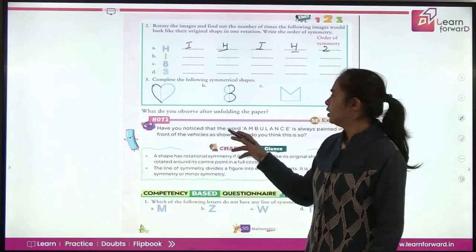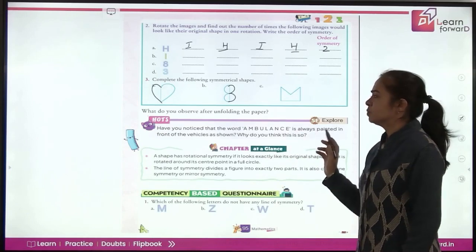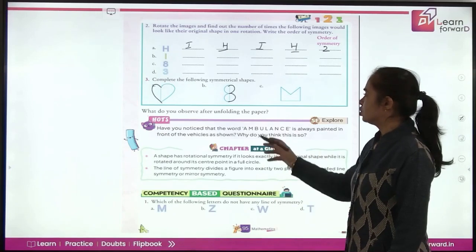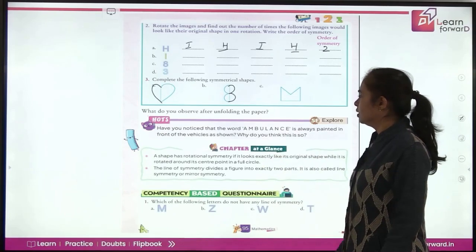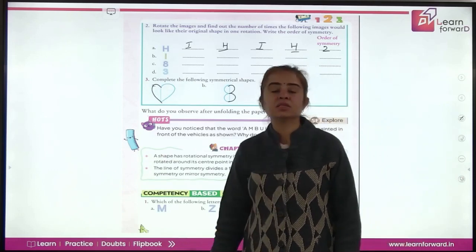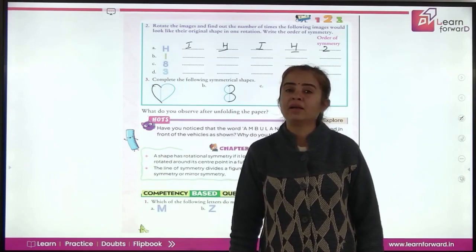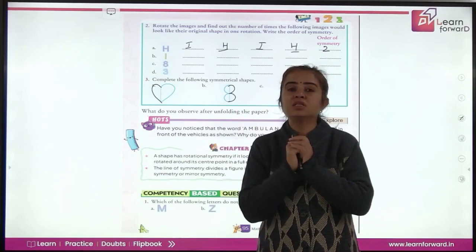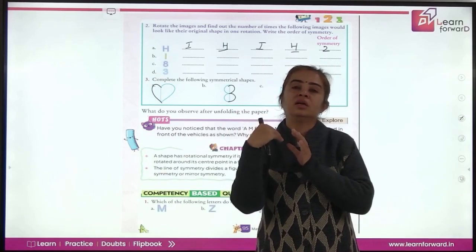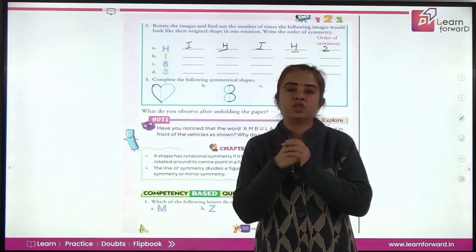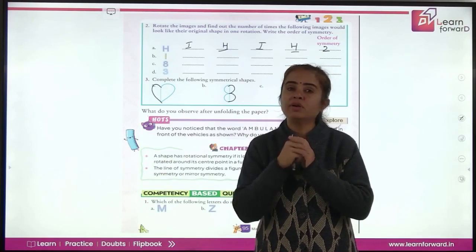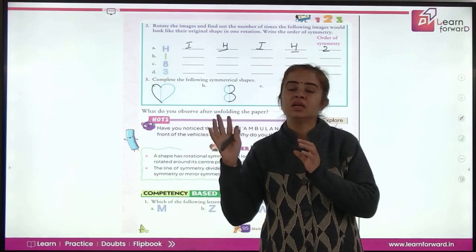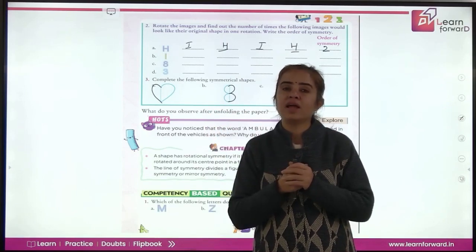Now, have you noticed that the word ambulance is always painted in front of the vehicles as shown? What do you think this is? Why do you think this is so? When you look at the ambulance, ambulance is written just in the mirror image. Why? Why is it not written as AMBULANCE? The letters are inverted there. Why? Can you tell?